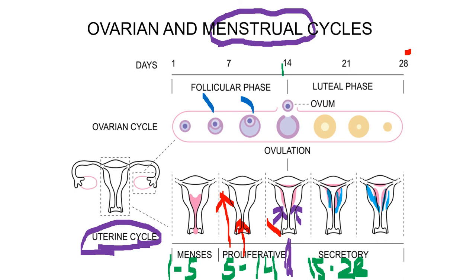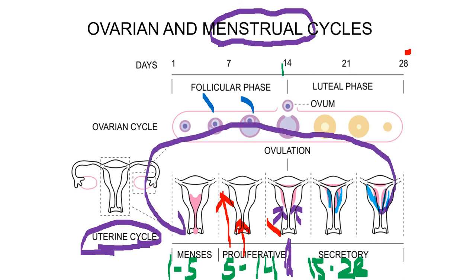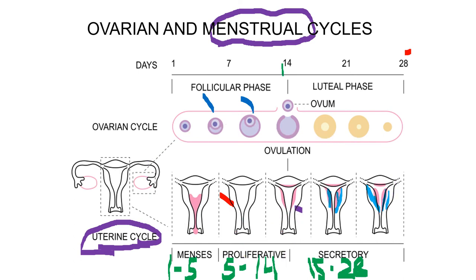We're going to start it all over again and go back to the beginning, and we're going to shed it all, bleed it all out for 5 days or so, give or take 1, 2, 3 days, and then we're going to do the whole thing again. So these phases all overlap. It's all on the same calendar. Once again, we're just talking about what's happening in the uterus and what's happening in the ovary.